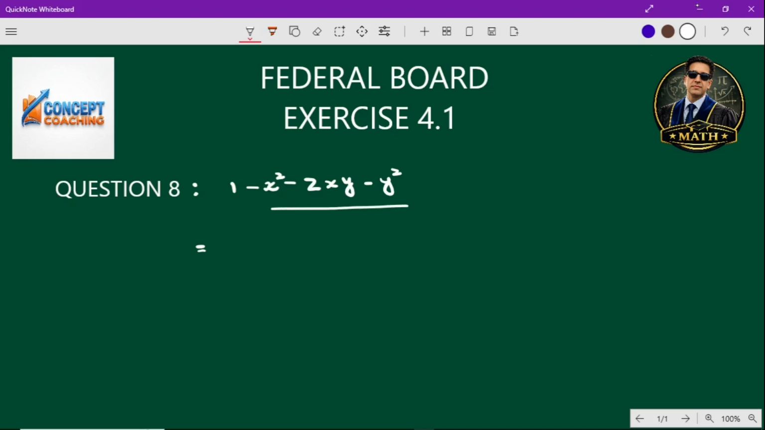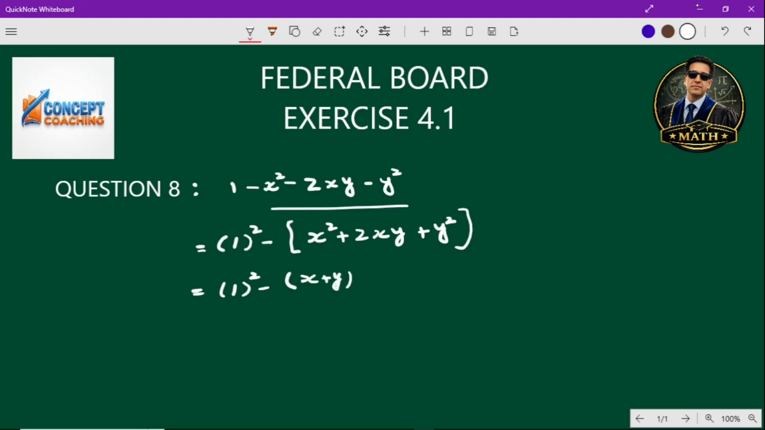So 1 is the square of 1, we can write 1 is a square and we can take minus common from the three terms. So we are left with the x square plus 2xy plus y square. So now we have this is 1 square and minus, so x square plus 2xy plus y square. This is basically the square of x plus y, whole square.